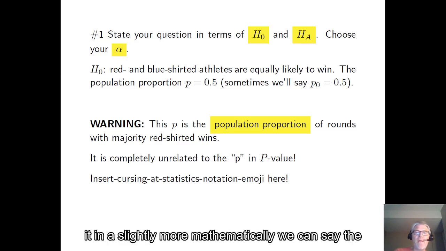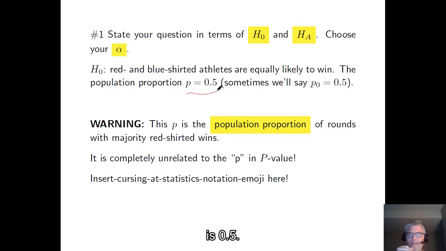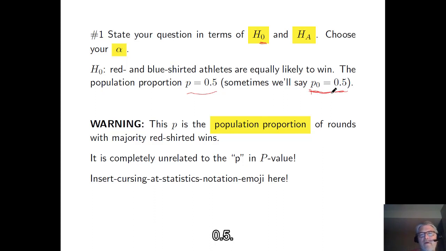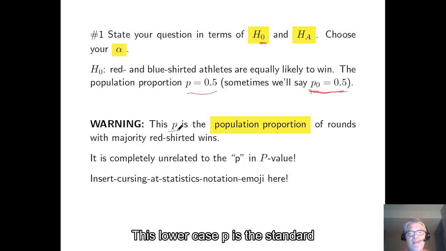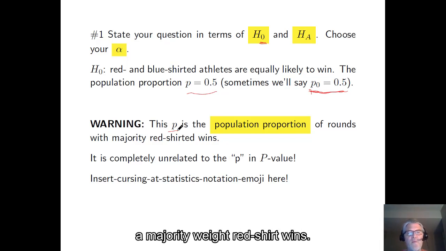Put it slightly more mathematically, we can say the population proportion of those rounds is 0.5. Sometimes we'll denote that with p sub 0, meaning just like there's a 0 there under the null, to emphasize that the null hypothesis is hypothesizing the value of this population parameter of 0.5. So a big warning here, this lowercase p is the standard notation for the population proportion. In this case, it's the proportion of rounds of majority redshirt wins.